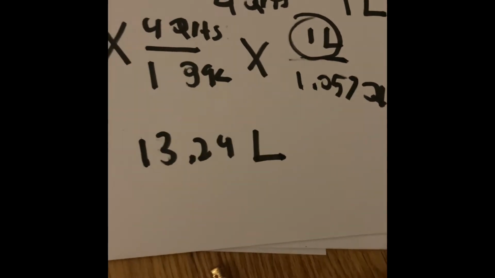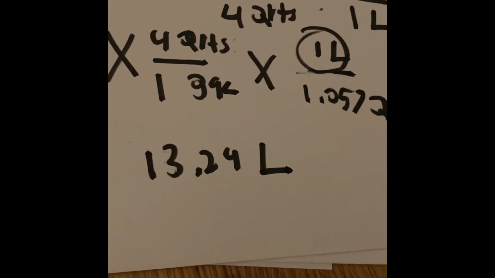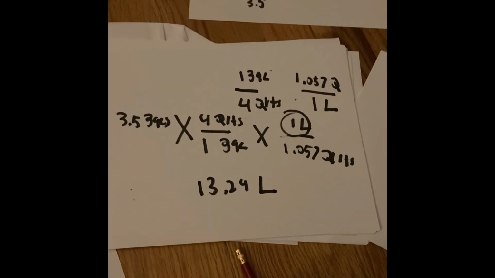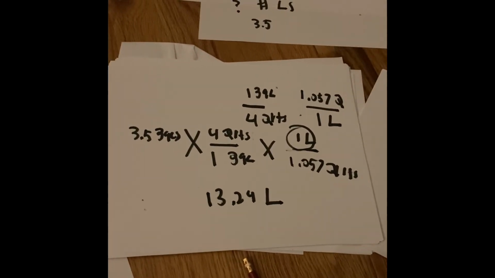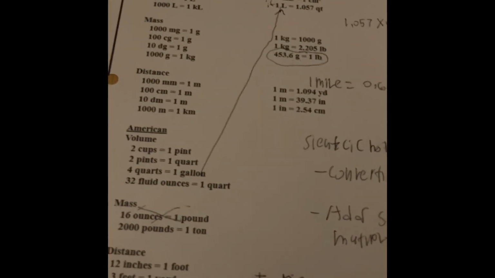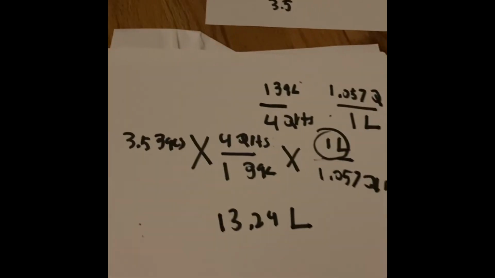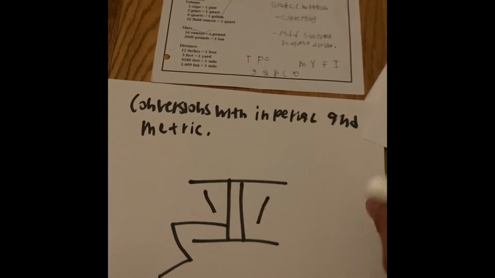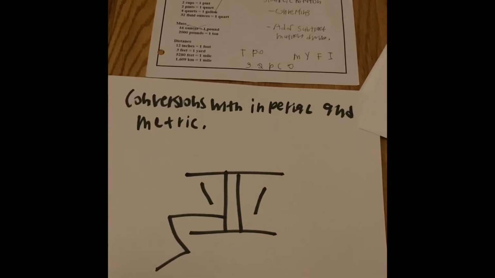So we have converted from imperial to metric and vice versa. You can definitely do that with critical thinking, logical thinking, and using the measurements you already have to go from one measurement to the other to get to your answer. And that is how you can convert from imperial to metric.